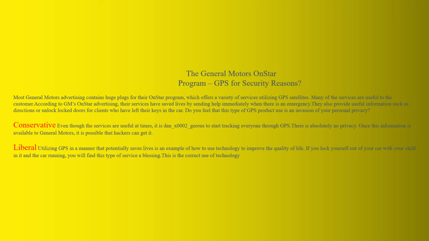Conservative: even though the services are useful at times, it is dangerous to start tracking everyone through GPS. There is absolutely no privacy. Once this information is available to General Motors, it is possible that hackers can get it.